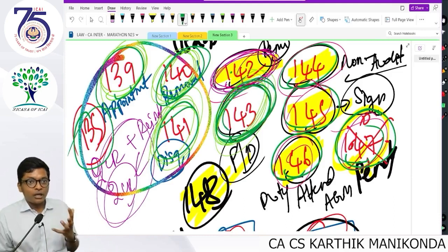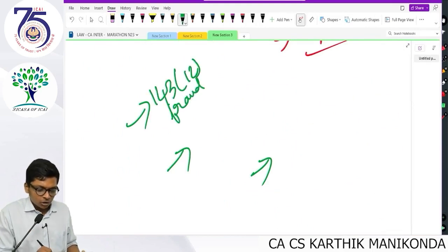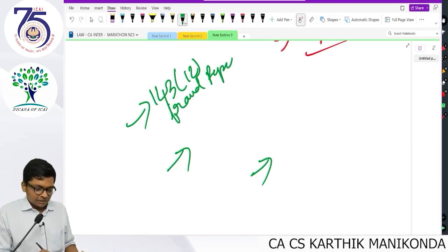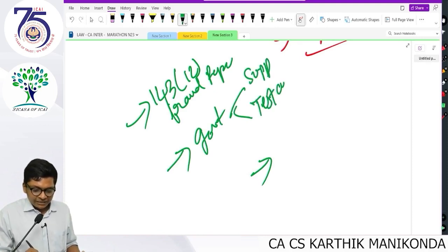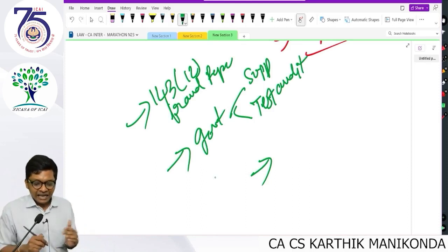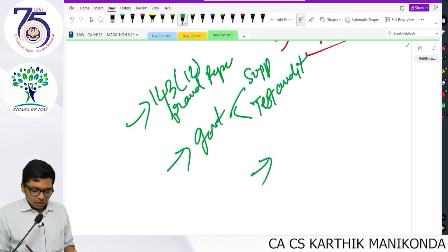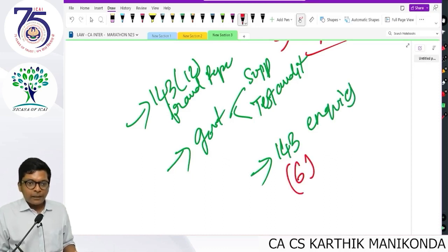143 is the source for audit. In 143, at least focus on 3 things. 143 subsection 12, fraud reporting. Then there is something called government audit, supplementary audit and test audit. What is supplementary audit? Additional audit to be done within 60 days, and test audit you focus on. And 143 enquiries to be made. There are 6 enquiries, basically 143 subsection 1 A, B, C, D, E.